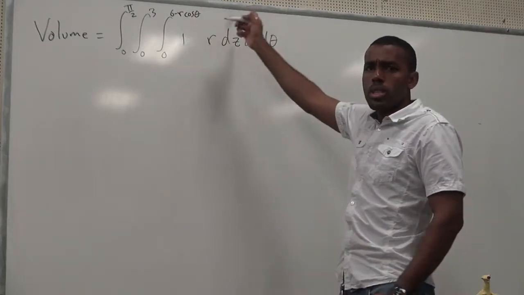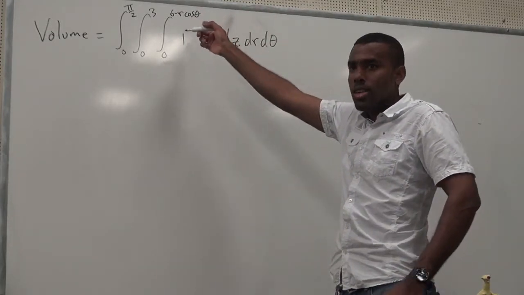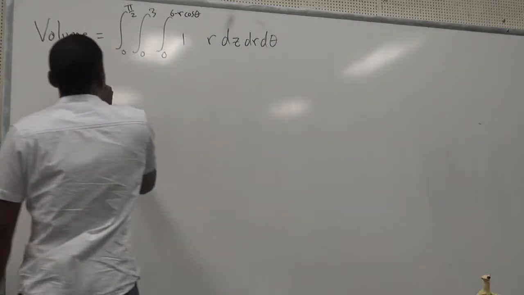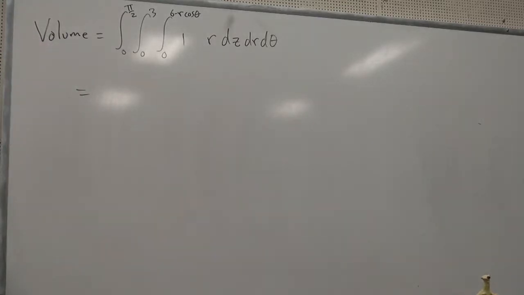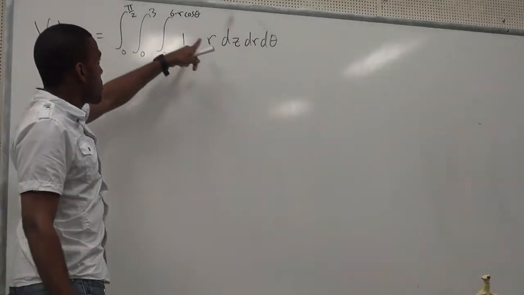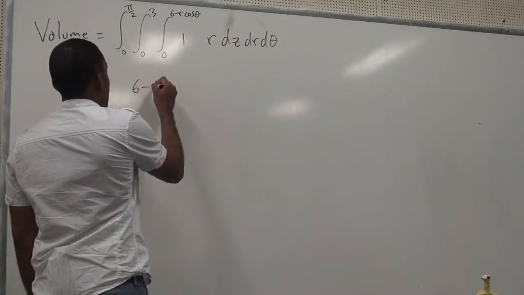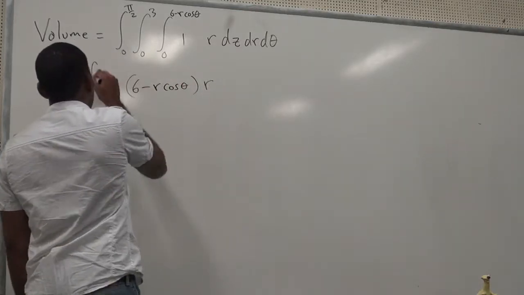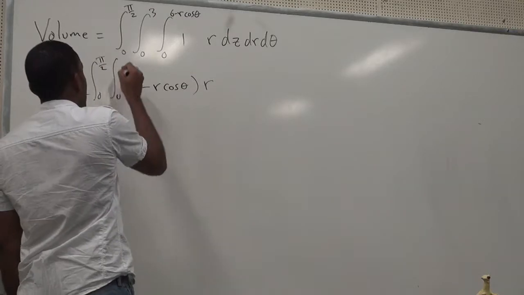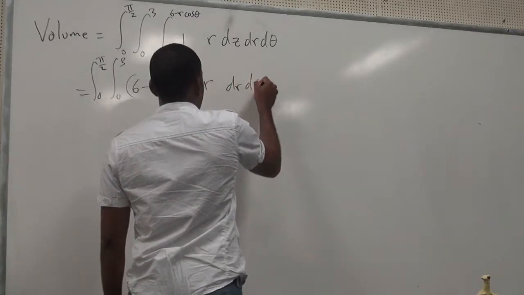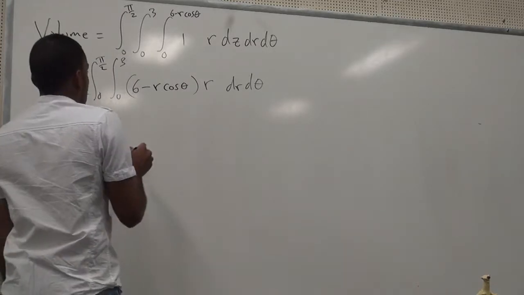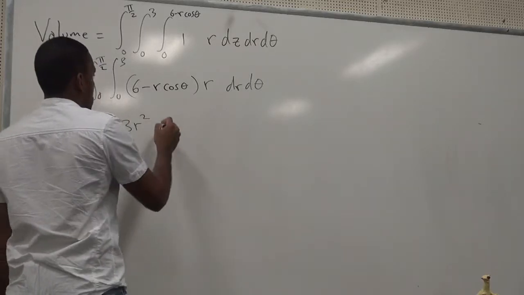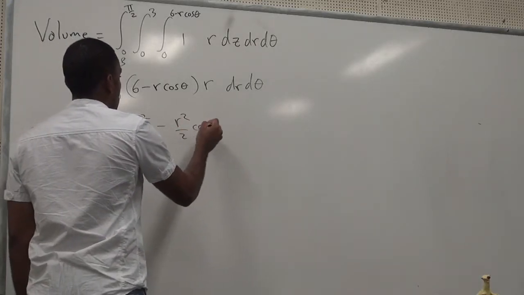Another mistake I saw: people were switching to cylindrical and they had the x's and y's still hanging around. You can't do that. Everywhere you see x, replace it with r cosine theta. Where you see y, use r sine theta. So that's the integral you're going to do, and that gives you the volume. You integrate with respect to z, you just get z, and you plug in. So it's going to give you 6 minus r cosine theta, times r. Integrating that with respect to r, you get 6r minus r cubed over 3 cosine theta.